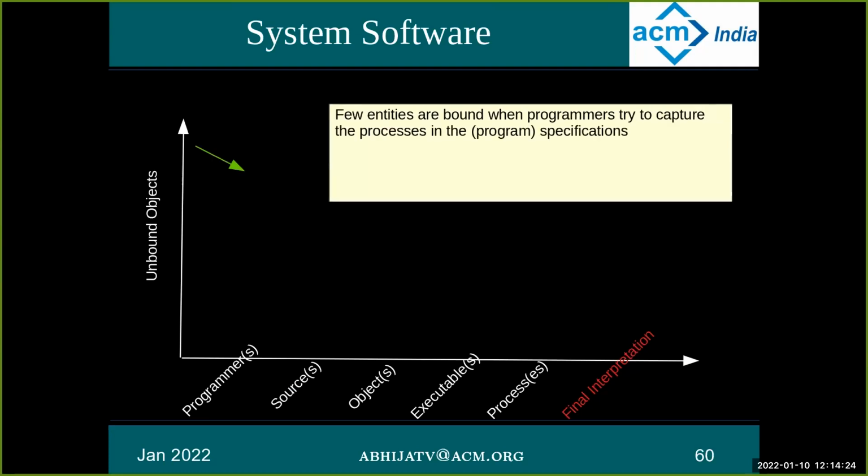But the moment we have defined a certain process, for example, factorial, a few entities get bound when programmers try to capture the processes in the program specifications. So programmers realize that we need num, ANS, etc., that we really need to worry about. Still more objects get bound when the source code is designed and developed, usually by teams of programmers, small or large.